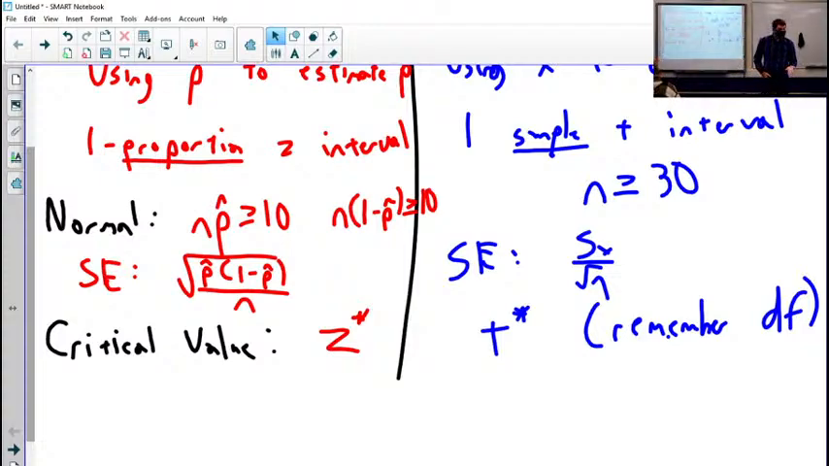And then step 4, the interpretation is going to look the same no matter what. So these are the differences, highlighting the differences between each of these two types of intervals. Questions on any of that?